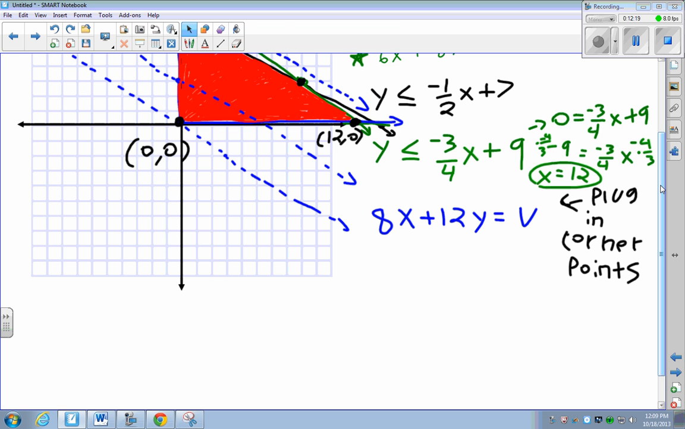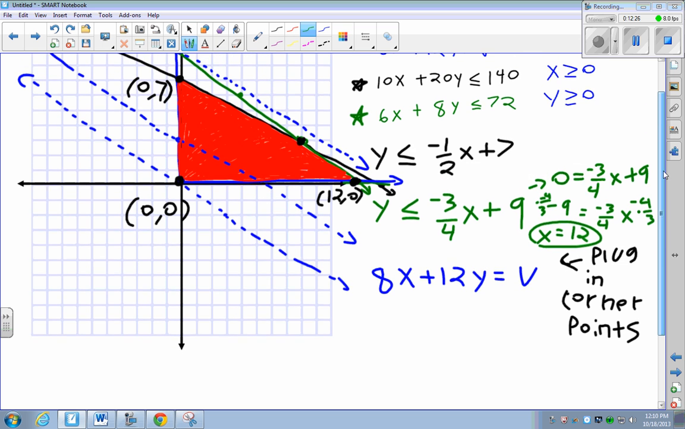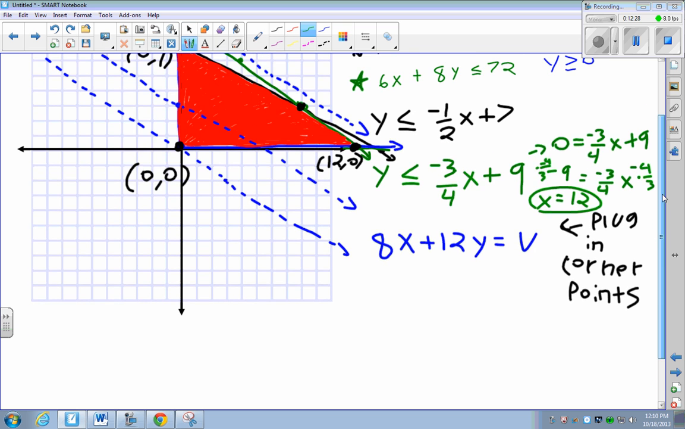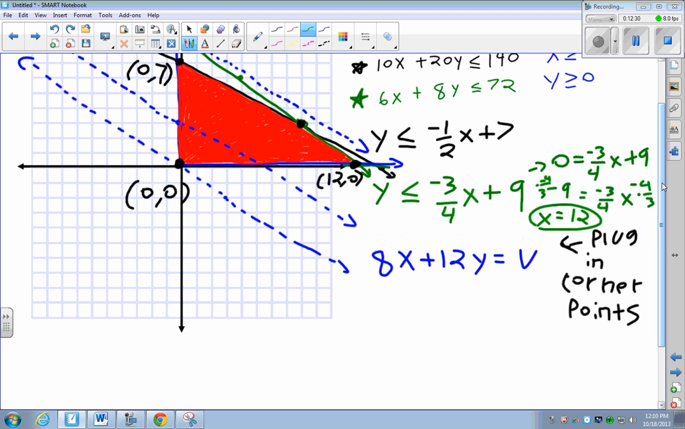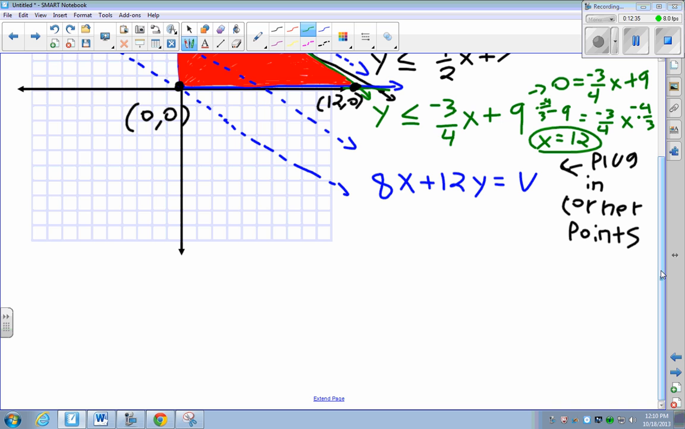Okay, but now we have to figure out the value of where those 2 lines intersect. So we do this using one of our systems of equations, one of our ways to solve a system of equations. So here I'm going to rewrite our green and black line, but I'm going to write them as equations because we're trying to find the intersection of the line, not the shaded area. And we'll also have y is equal to 1/2 x plus 7.